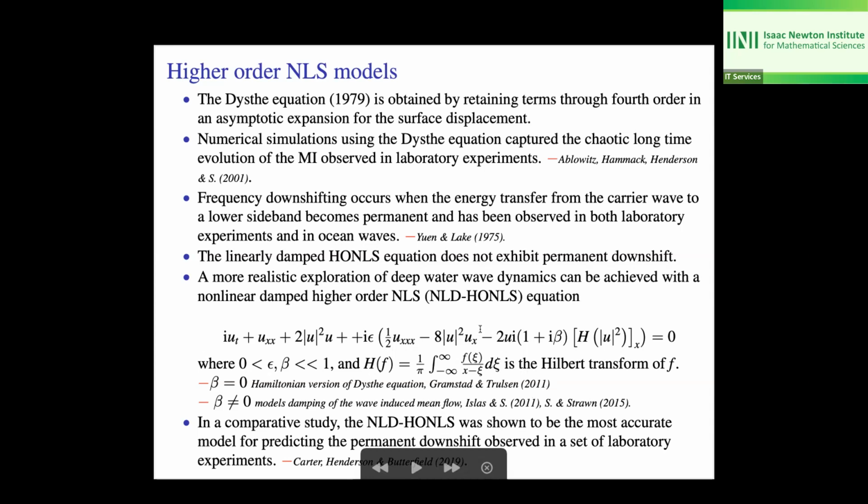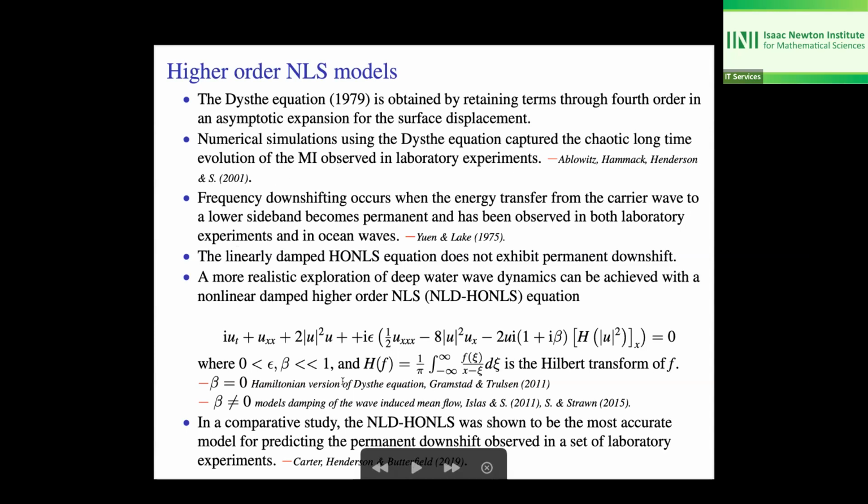And so you have the higher order terms, which are giving you your higher order dispersion and nonlinearity, and this signature of the Dysthe equation, the Hilbert transform term. And so the Dysthe equation is used widely because it's effective with steep waves. And earlier numerical simulations using the Dysthe equation were able to capture the chaotic long time evolution of the modulation instability that was observed in laboratory experiments by Hammack and Henderson.